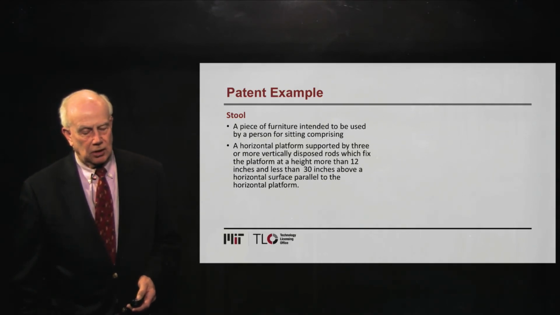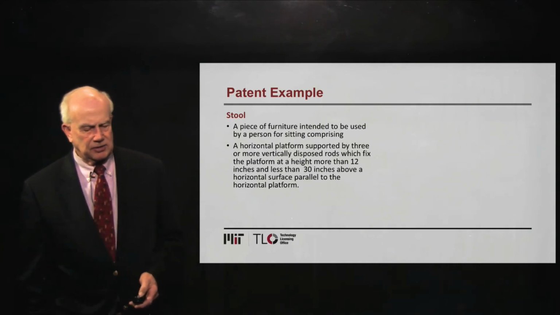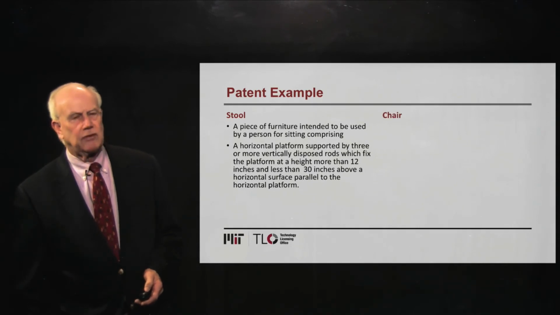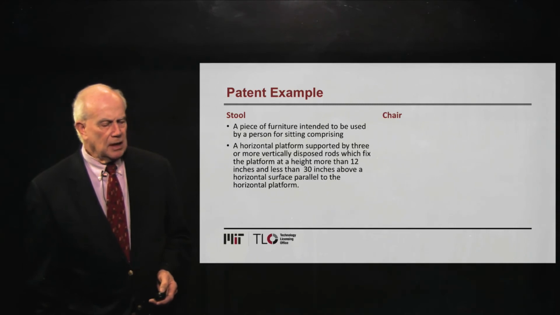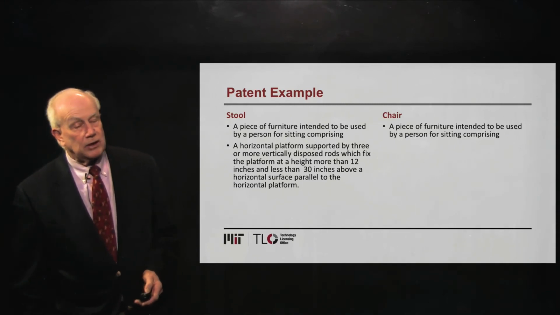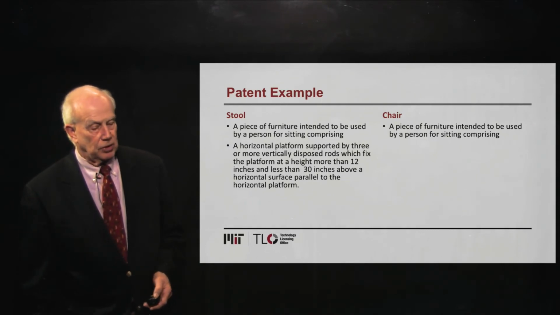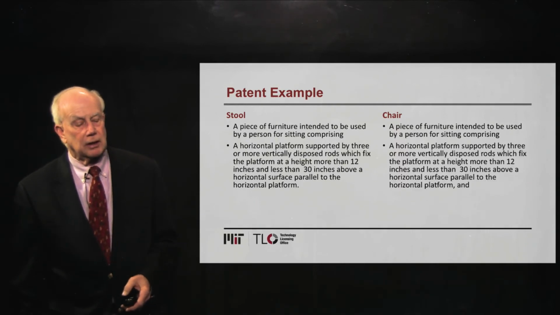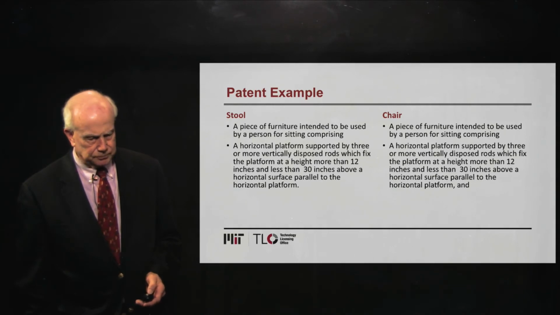And someone else comes along and they are fully aware of the stool patent, but they say, gee, I think I can improve upon the stool, and I've invented something which I'm going to call a chair. And here are the claims of the chair patent. The first element of the claim is the same as the first element of the stool, a piece of furniture that somebody's going to sit on. The second element of the chair claim is that it has the horizontal platform, just like the stool.